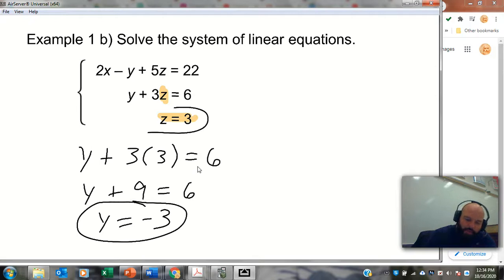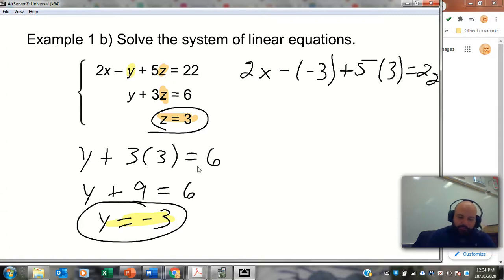So now we know what z is, and we know what y is. And it's just a matter of taking these two variables now and substituting them in for y and z into the first equation. So we're doing our back substitution. So it's 2x minus, and then the y value is -3, plus 5, and then the z value is 3, equals 22. We are going to simplify this, so it becomes 2x plus 3, and then plus 15 equals 22.